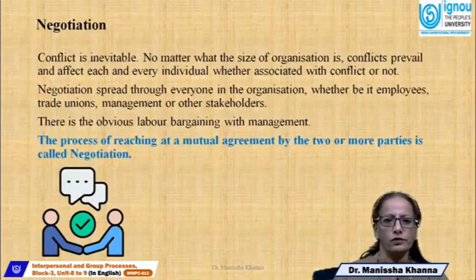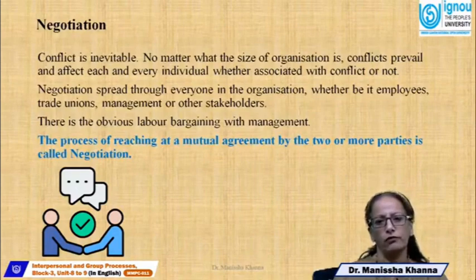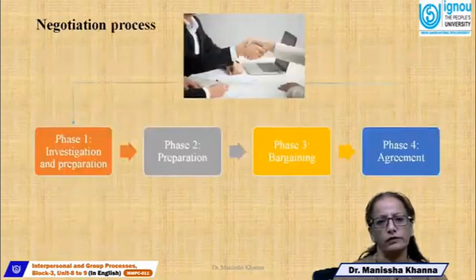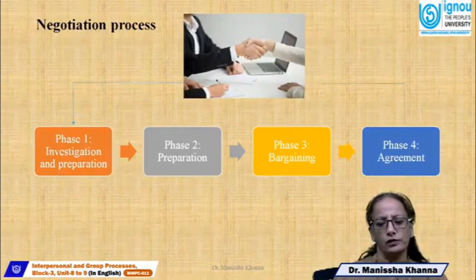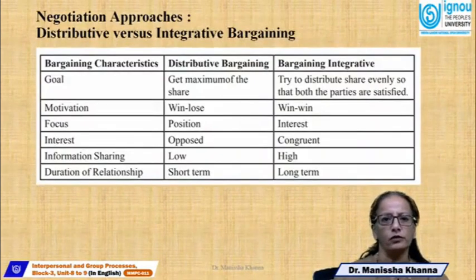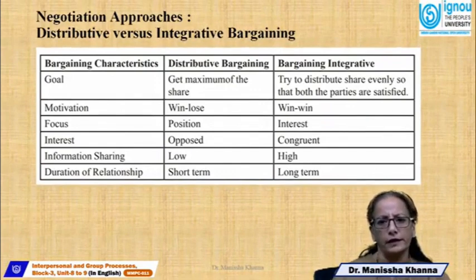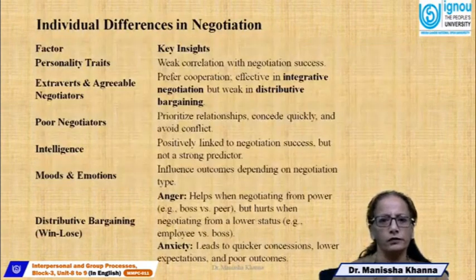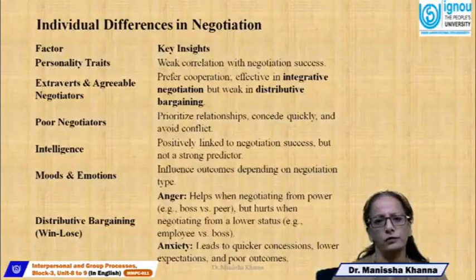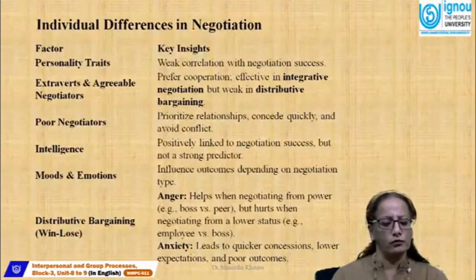Negotiation is a process of reaching mutual agreement of two or more parties. The negotiation process refers to four phases, where there is investigation, preparation, bargaining, and finally the agreement. So there are distributive and integrative bargaining processes, and the bargaining characteristics are based on goal, motivation, focus, information sharing, and duration of that.